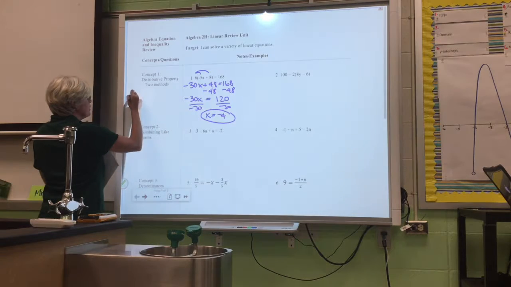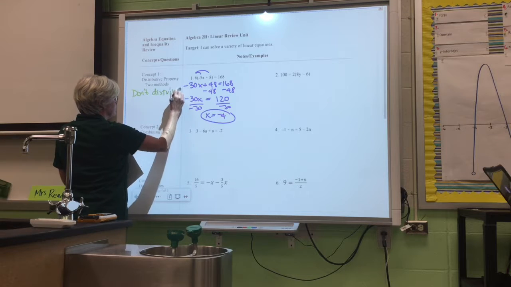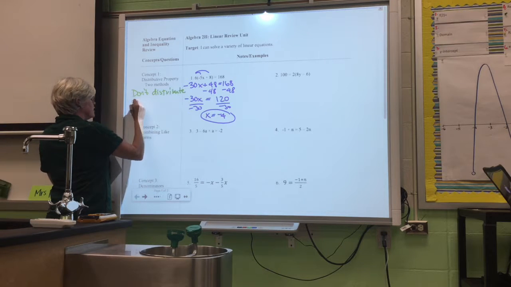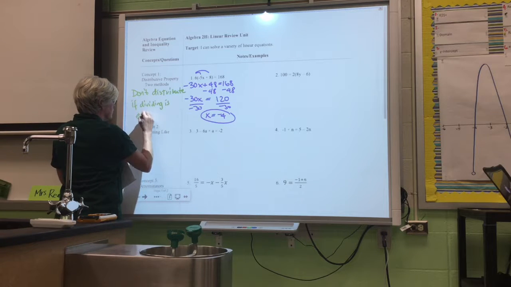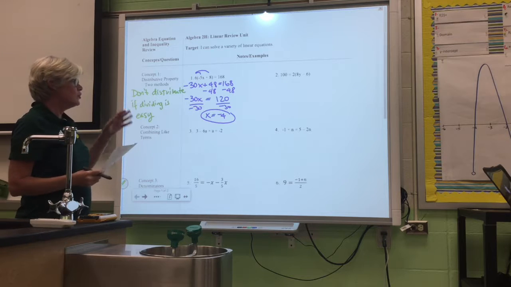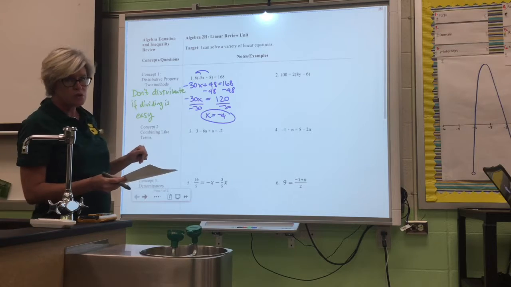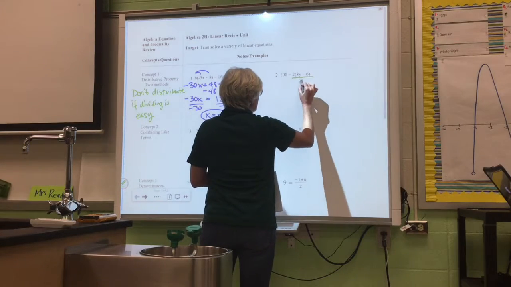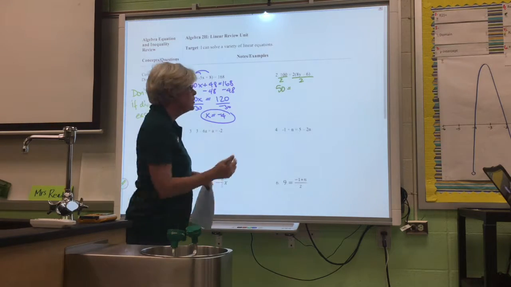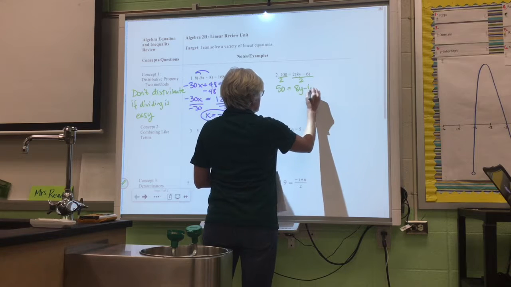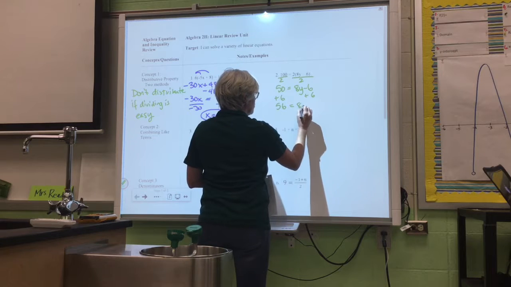If it's an easy division, don't distribute if dividing is easy. In other words, you don't actually have to do the distribution. There's a different way to do it. If I look at number 2, I know that I can just divide by 2 on both sides, and those 2's are going to cancel. So now I have 8y minus 6. And now I just have to solve the equation like I normally would.